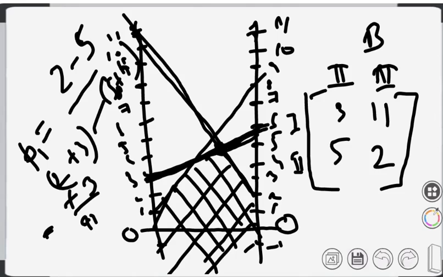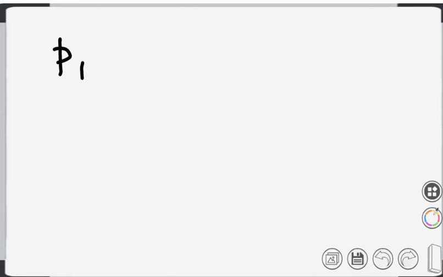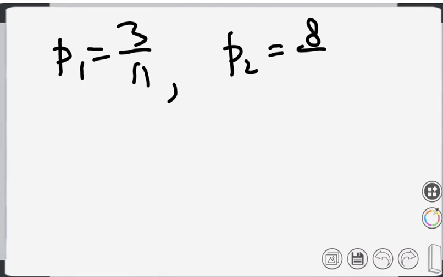I'm just rubbing this off. So P1 is 3 by 11. So P2 is 8 by 11. What is Q1? Quickly. And what is V?